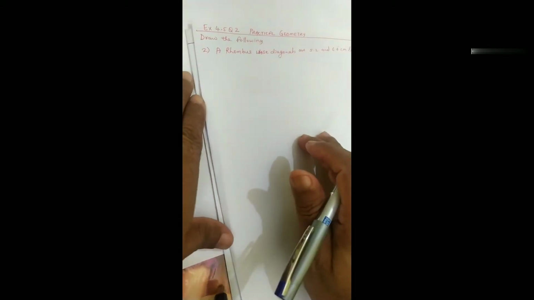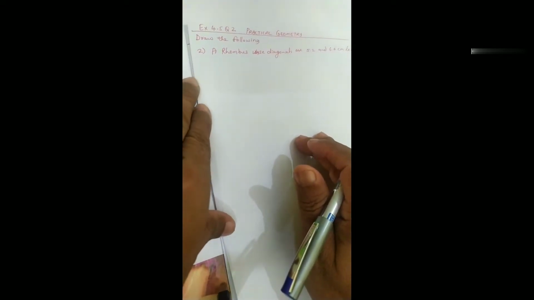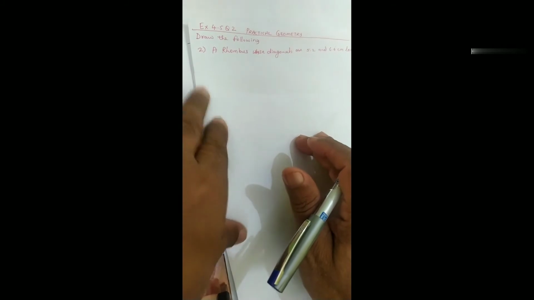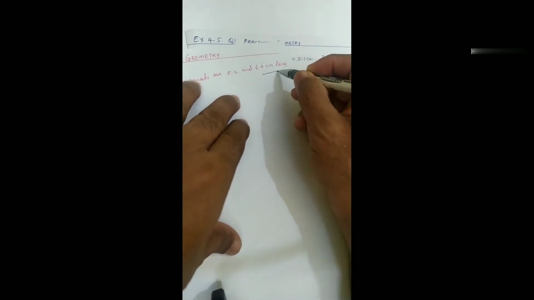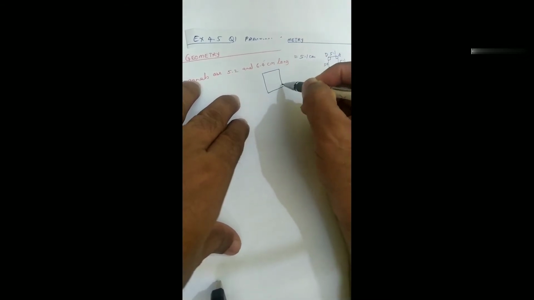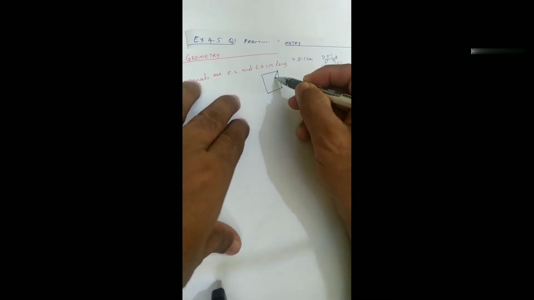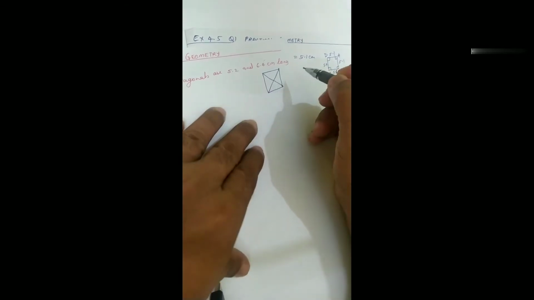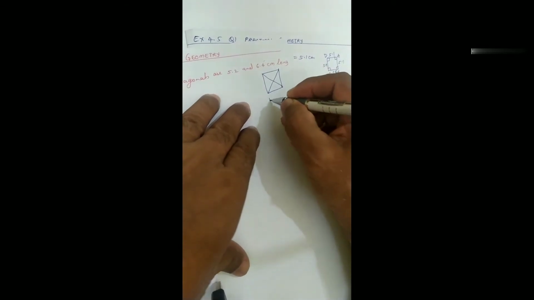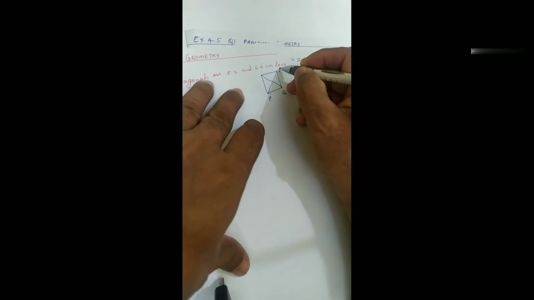Go on to the second question. Draw a rhombus whose diagonals are 5.2 centimeters and 6.4 centimeters. As it is a rhombus, we can see that it has all four sides equal. We can take this as a diagonal. No name is given, we can give the names P, Q, R.